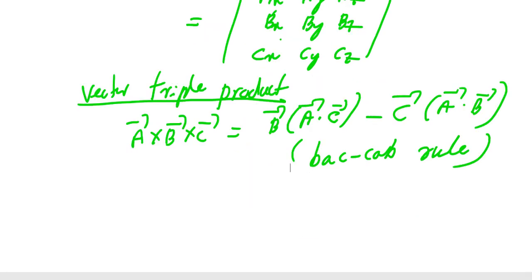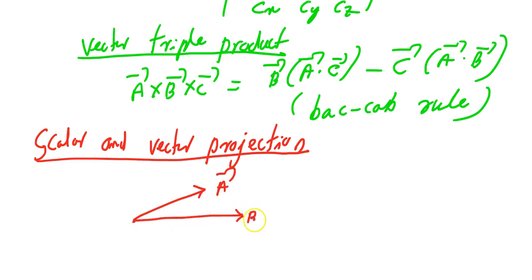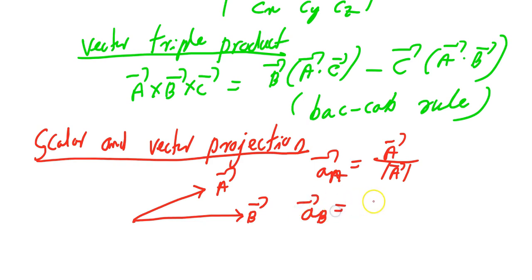Now scalar and vector projection. So let us say this is a vector A and let's say another vector B. The unit vector along A is A upon magnitude of A, and the unit vector along B, let's say aA and aB, is B upon magnitude of B.